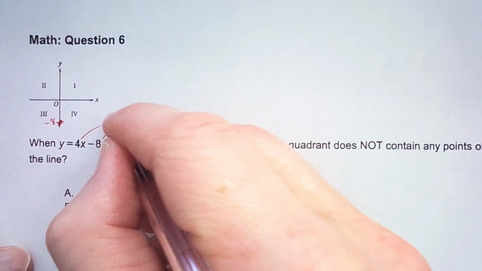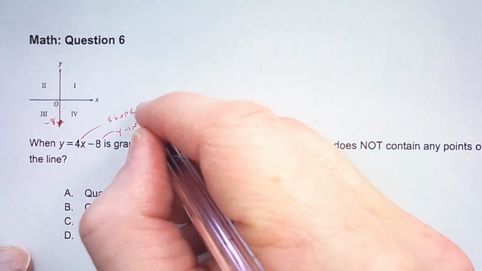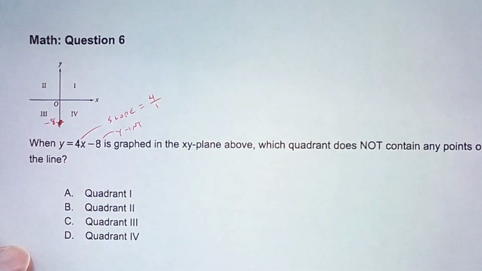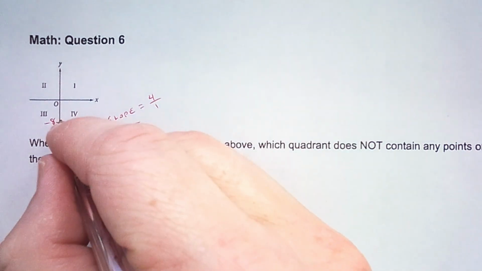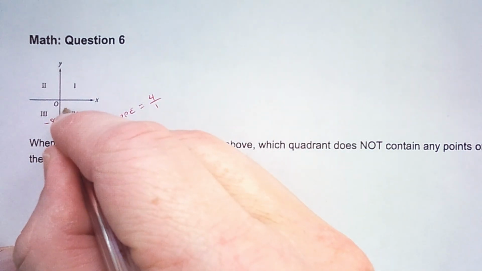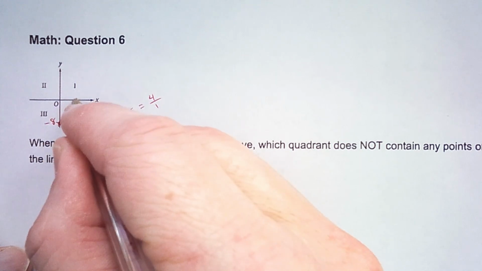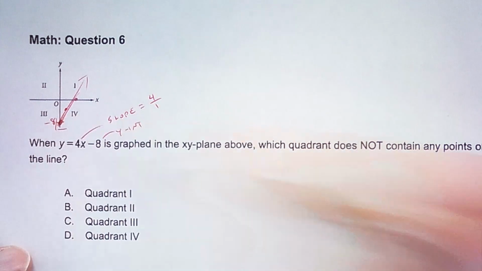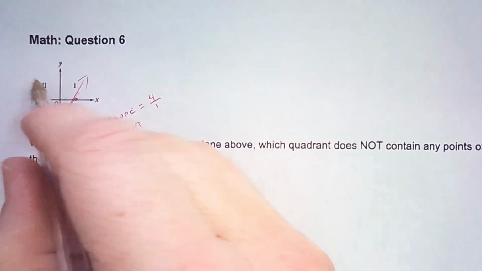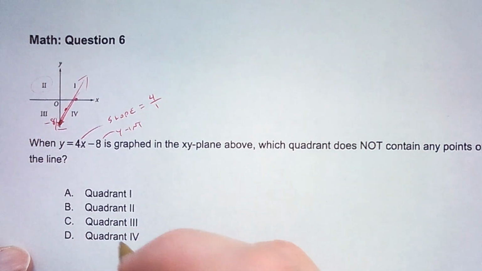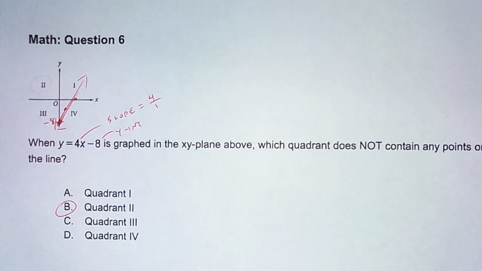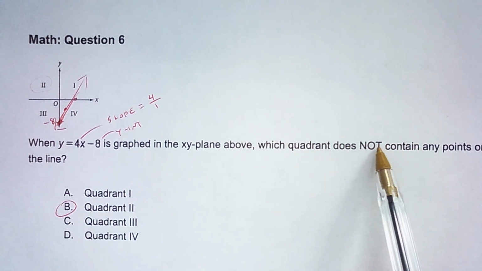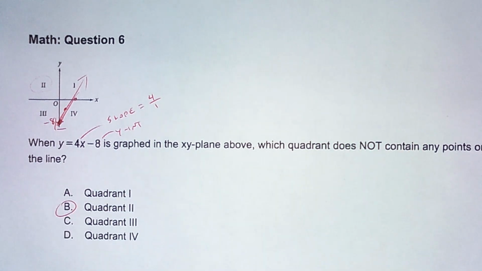4 is the slope. And the slope is 4 or 4 over 1, which means it rises 4 and runs 1. So it'll rise 4 and run 1 again. So it looks like this line is going to look something like this, and it's never going to touch quadrant 2. So option B, which quadrant does not contain any points on the line, that is quadrant 2.